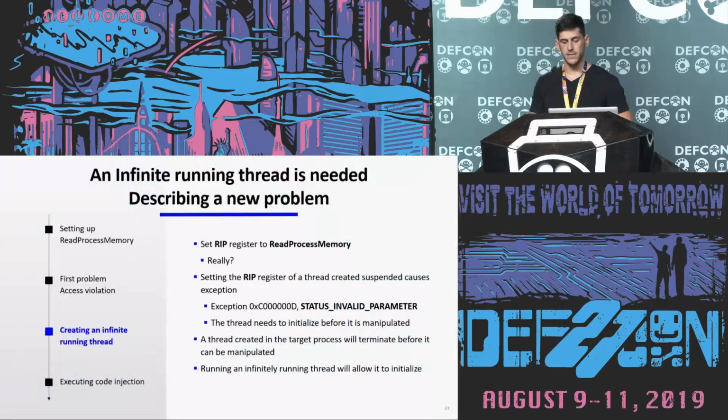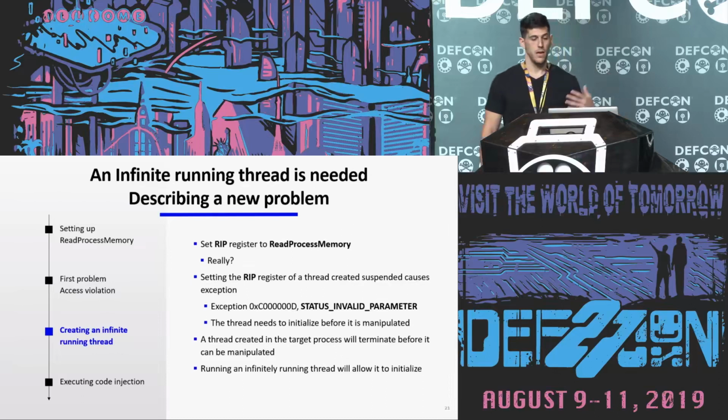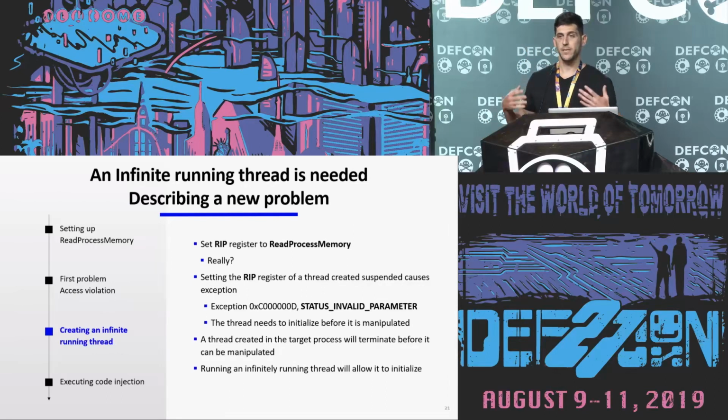Okay, now let's finalize the execution. So my first idea was to set RIP to ReadProcessMemory, set all the other registers, and then just execute it. But the truth is, when you do so on a suspended thread and then resume it, you get the exception status invalid parameter.